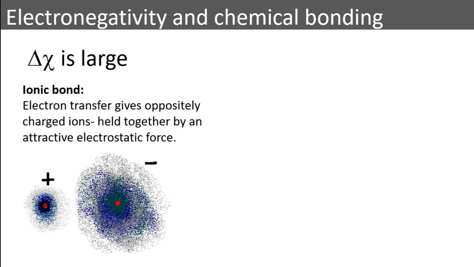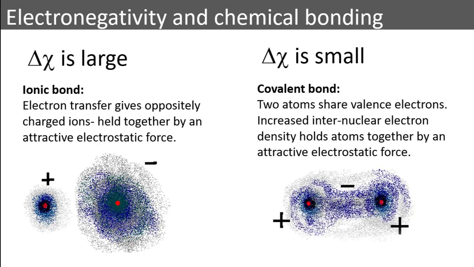If the difference, delta chi, is very large, then one atom strongly accepts electrons and the other atom readily gives them up. In this case, we expect simple ionic bonding and an ionic compound, where the element with the larger value of chi becomes the anion, and the element with the smaller value of chi becomes the cation. If the difference is small or zero, we expect an equal sharing of the bonding electrons and a covalent bond, where the electron density between a pair of nuclei is enhanced.